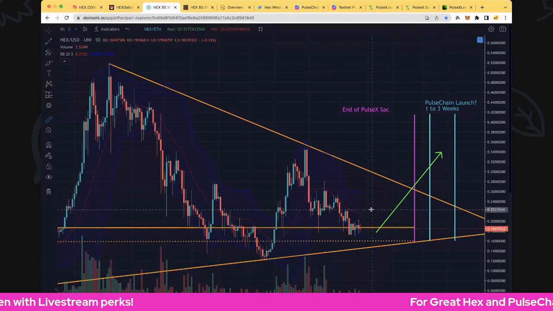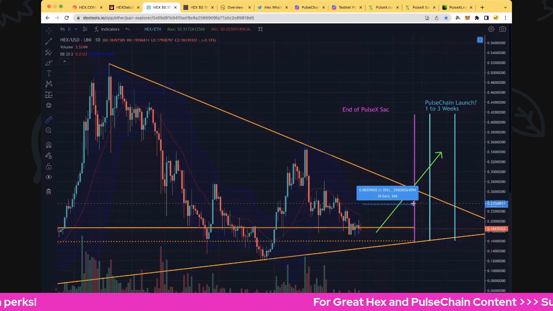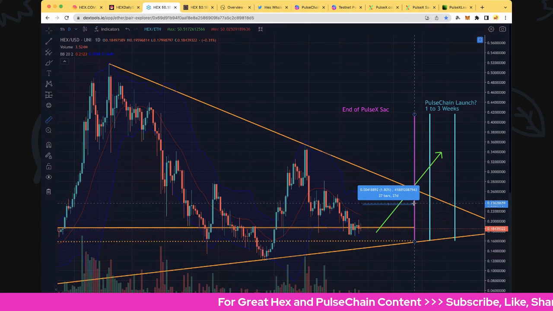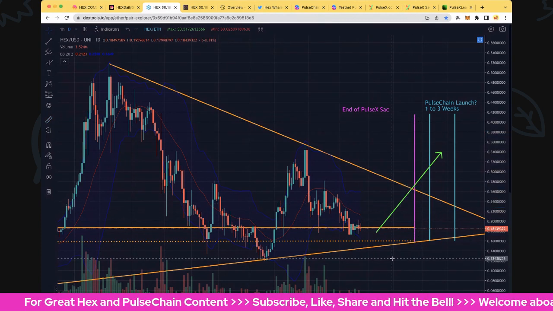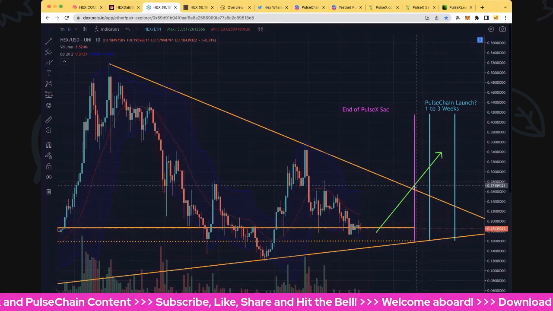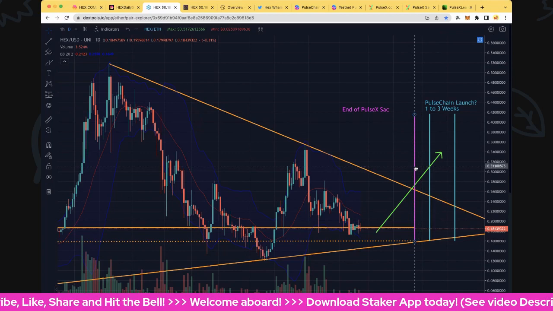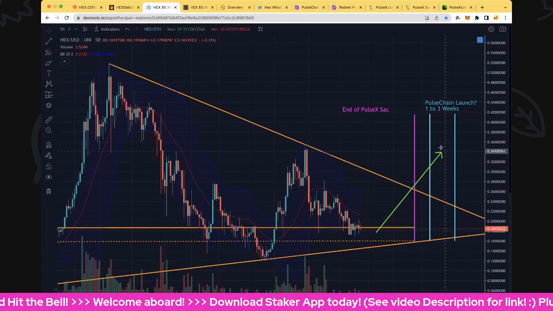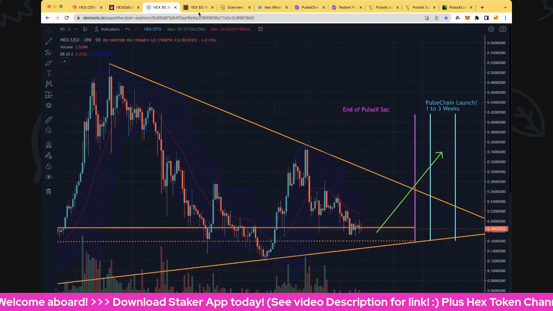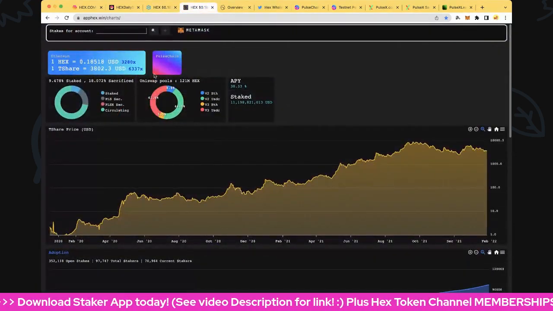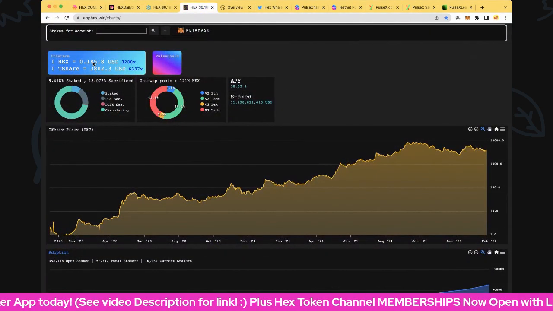Let's have a look at the amount of days we've got left to the end of the PulseX sacrifice. We have got 27 days left. So we are counting them down and then expecting, you know, some sort of rush once we get closer to possibly the end of that or after that towards the Pulsechain launch and the block. So we're waiting for that to happen as well. So look at the T-share rate, $3,800 at the moment at 8.5 cents.